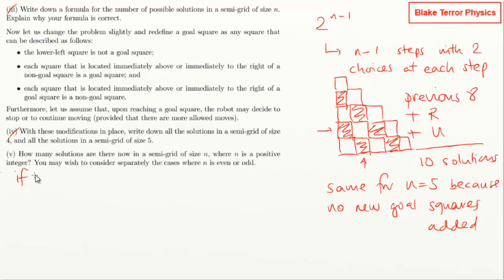So if n is odd, then the number of solutions is that for n minus 1. So that's dealt with that. Then we've got if n is even. So what are we getting if n is even?